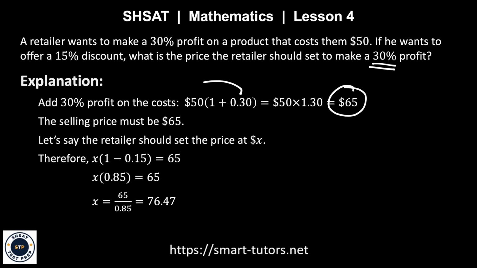So let's say the retailer should set the price for x. So that means x times (1 minus 0.15) equals $65, right? So if you solve for x here, that gives you 76.47. Make sure that you do the math right.